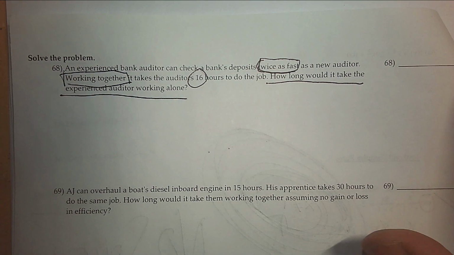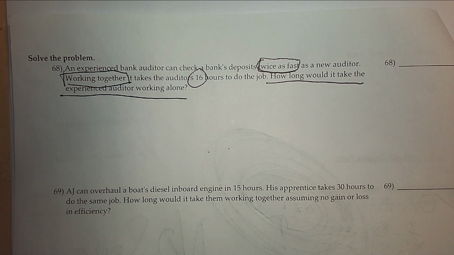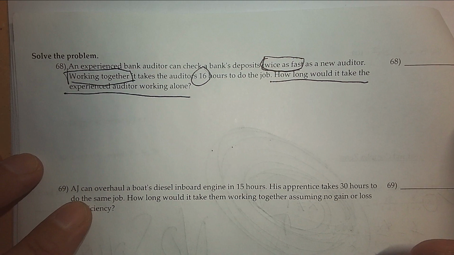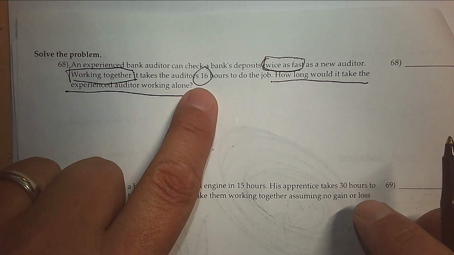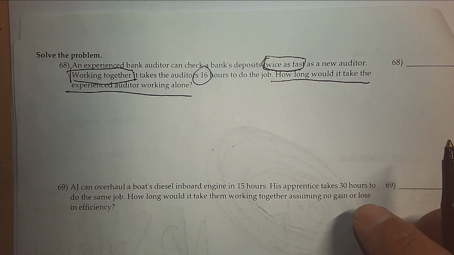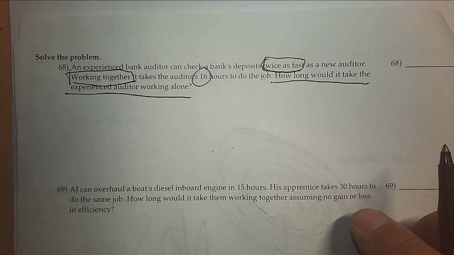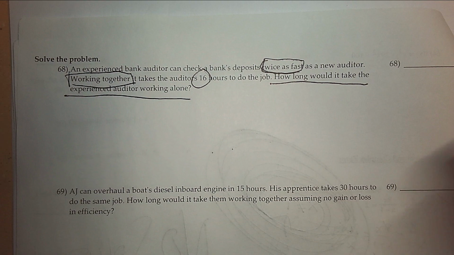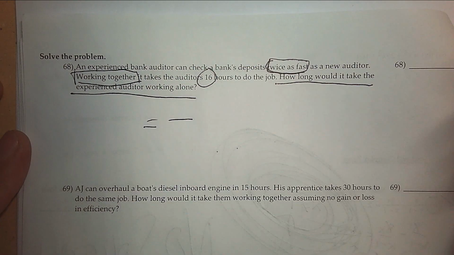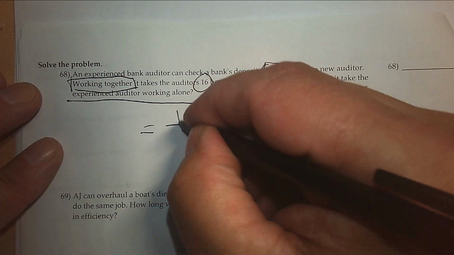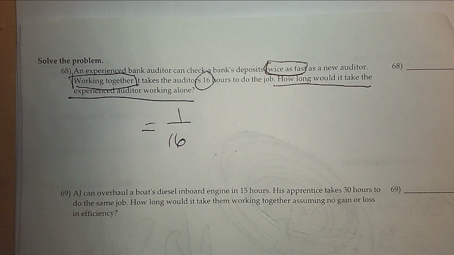What type of problem is this? It's called a work problem, right? You have a rate. So there's one number I circled. What does that represent? Does it represent the experienced auditor, the new auditor, or together? Together is by itself. And to find the rate, you do the reciprocal. So the rate is every hour 1/16th of the job is being done.